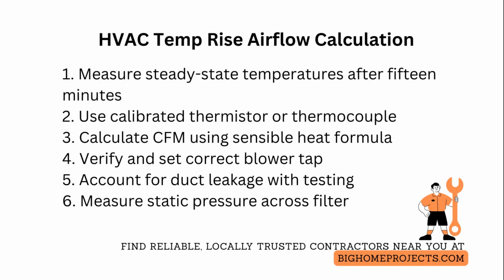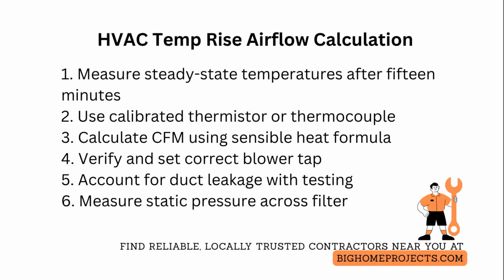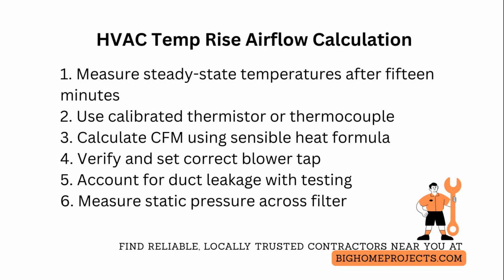to test. Record supply temperature at the supply plenum and return temperature in the return plenum or the return grill. Use a calibrated thermistor or thermocouple with at least plus or minus 1 degree accuracy and hold the probe steadily without touching metal. Calculate temperature rise as supply minus return in degrees Fahrenheit, then use the standard specific heat constant of 1.085 for air and the system's sensible heat setting.